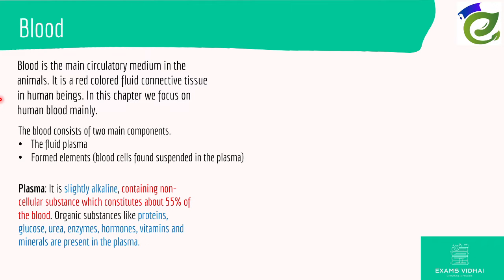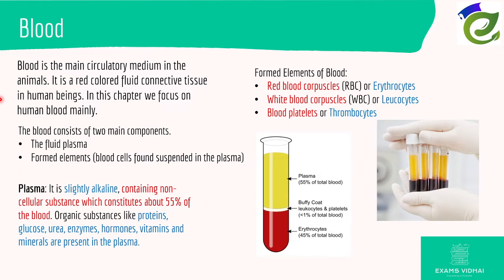So what is plasma, you may ask, and what does it look like? This is the definition of plasma, but I would like to show you the pictorial representation as well. Plasma by definition is a slightly alkaline, non-cellular substance which constitutes about 55% of the blood. It has proteins, glucose, enzymes, urea, hormones, vitamins and minerals. While the formed elements of the blood contain RBC, WBC and blood platelets. RBC is also called erythrocytes, white blood cells are called leukocytes, and blood platelets are called thrombocytes.